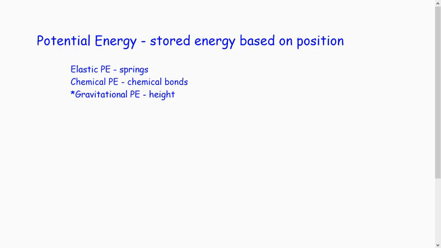of an object. There are three types of potential energy: elastic potential energy based on stretching or compressing springs, chemical potential energy, like we talked about in chemistry, energy stored because of the bonds of compounds, and gravitational potential energy, which is the potential energy that an object has because of its height. That's the one we're going to be focusing on in this lesson.